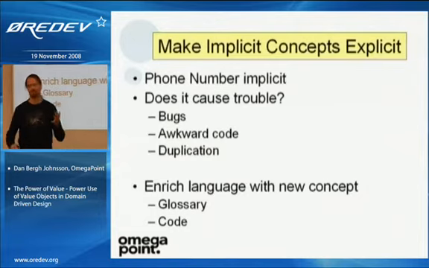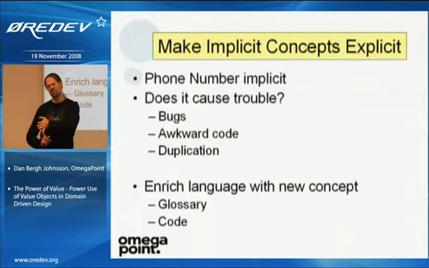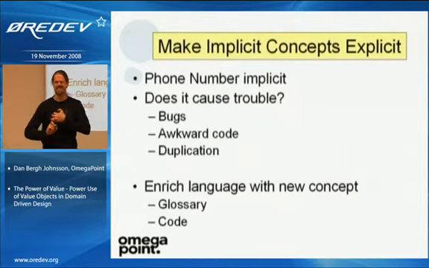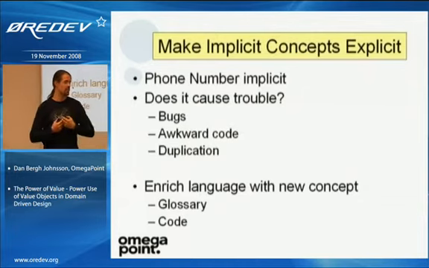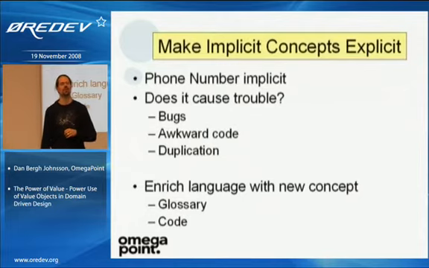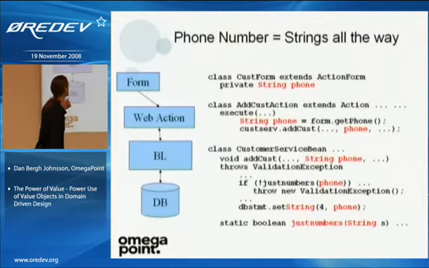Trouble could be bugs. But also, if we've got awkward or convoluted code, or if we get duplication, that counts as trouble for me as well. And those are reasons for making these implicit concepts explicit. Let me just back up one moment.